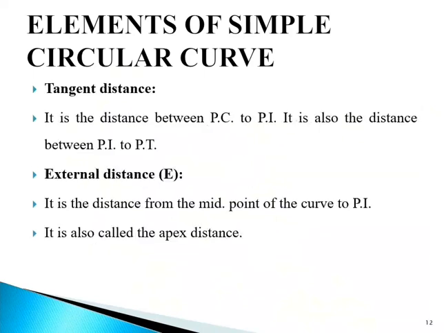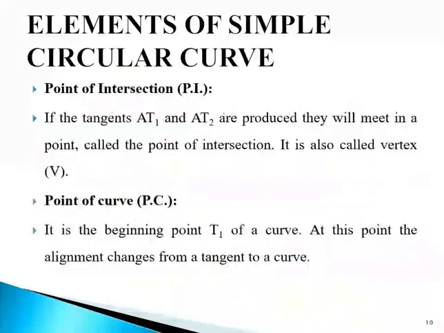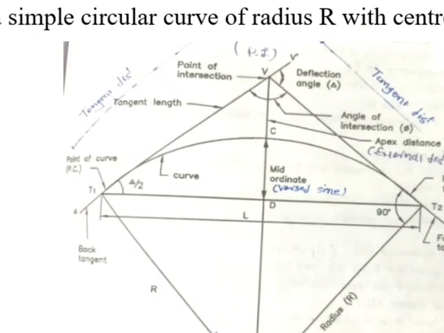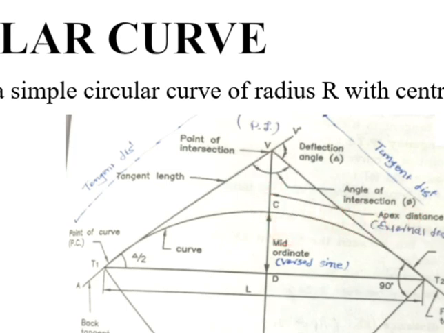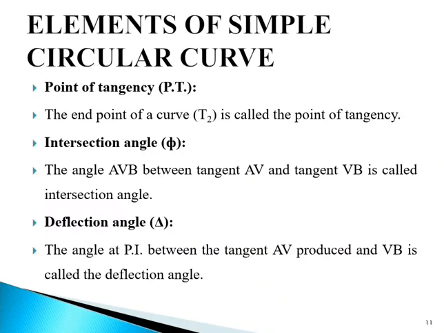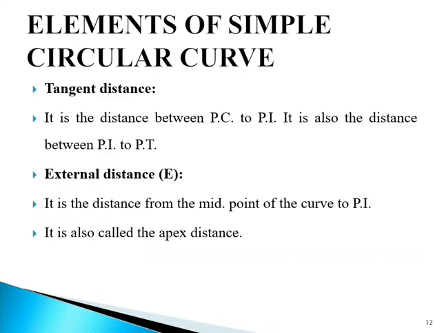Next is external distance, denoted by capital E. It is the distance from the midpoint of the curve to PI, the point of intersection. It is also called the apex distance. So this apex distance is known as the external distance, capital E.